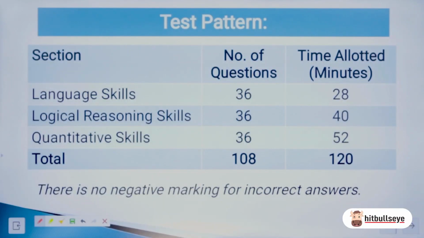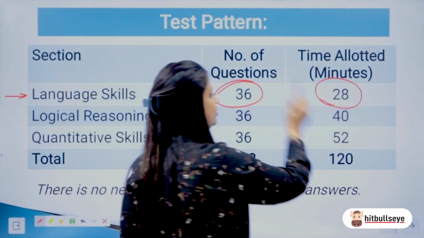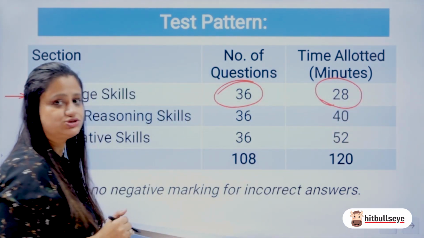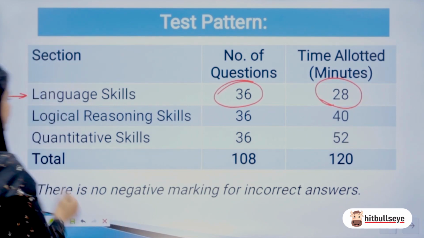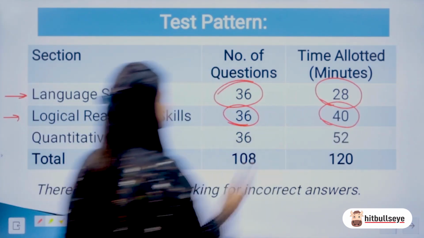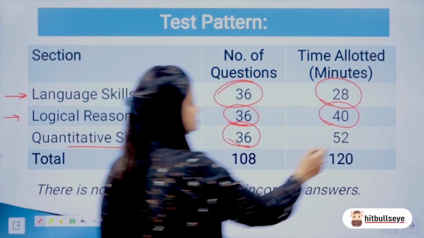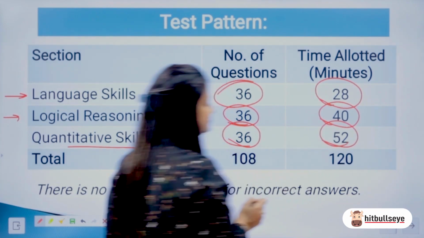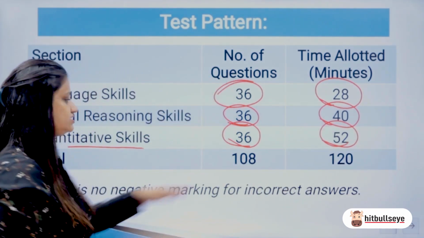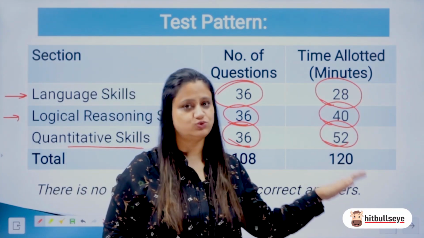Now coming to the test pattern. First of all, we have language skill. There would be 36 questions and the time allotted is 28 minutes. So you should be very fast in that. In logical reasoning, we have 36 questions and 40 minutes are allotted. And in quantitative skills, it should be 36 questions and the time allotted is 52 minutes. So in total, we have 108 questions and the time given is 120 minutes, I mean 2 hours.